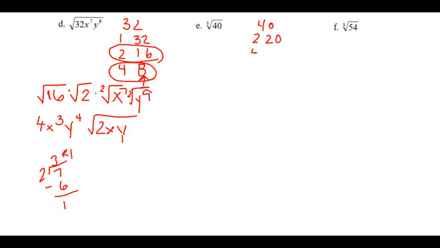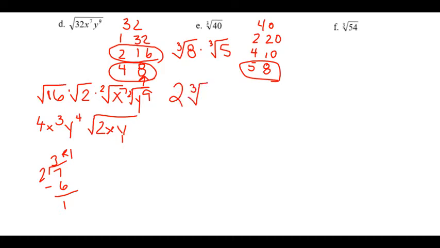We can do 4 and 10, or 5 and 8. But now we want perfect cubes. 4 is a perfect square, but it's not a perfect cube. However, if we look at 5 and 8, 8 is your perfect cube. Because now we're going to do the cubed root of 8 times the cubed root of 5. The cubed root of 8 is 2, and then we'll leave the cubed root of 5 under the radical because we can't do anything with it.